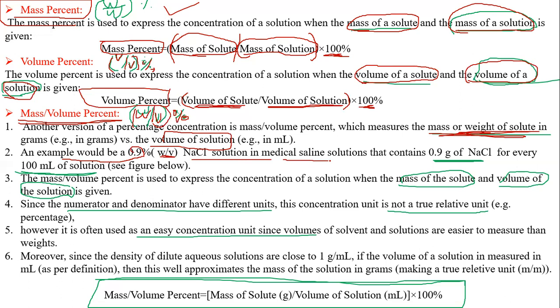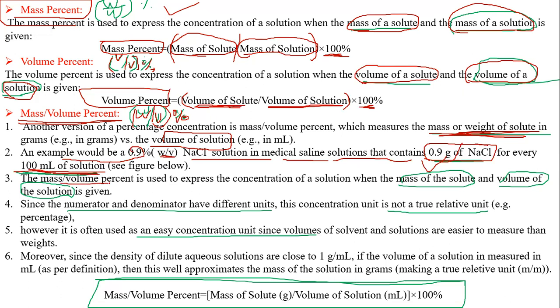or medical saline solution, that contains how much salt, the salt we eat, so it's 0.9 gram. It's 0.9 gram taken in how much of the solution? 100 ml of solution. I'm not talking about solvent. So solution is this salt plus solvent, that will become solution. So total volume is 100 ml.